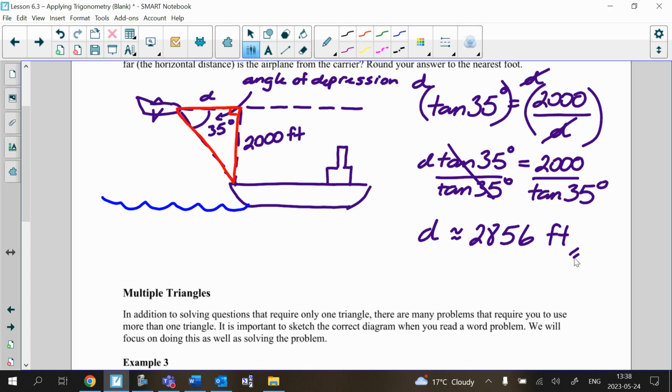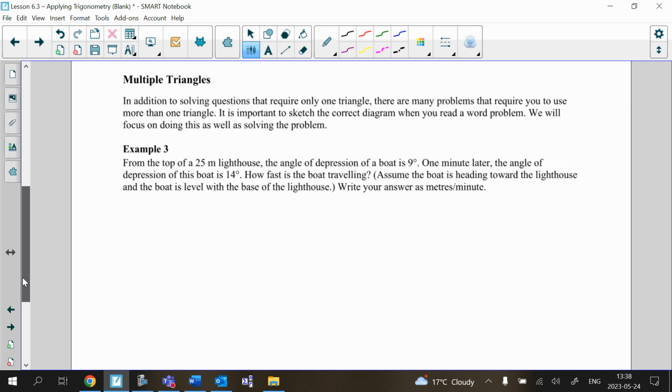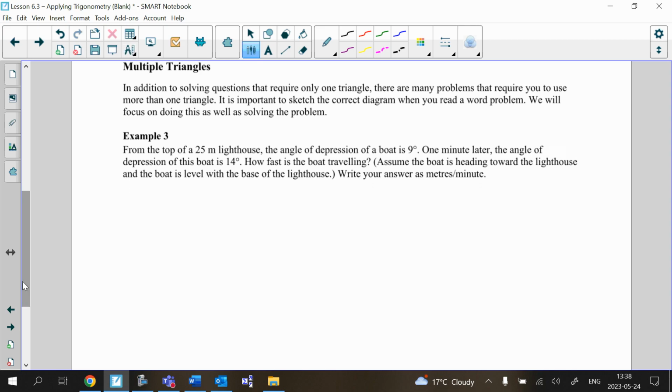Okay, so there's problems that involve angles of elevation and depression, but with one triangle. Sometimes we will encounter problems where there's more than one right triangle. And we're going to have to use trig a couple of times to find the answer we're looking for. Here is one such example.